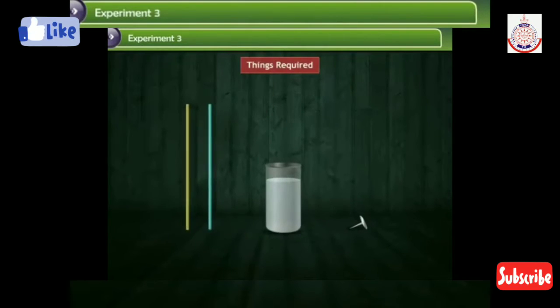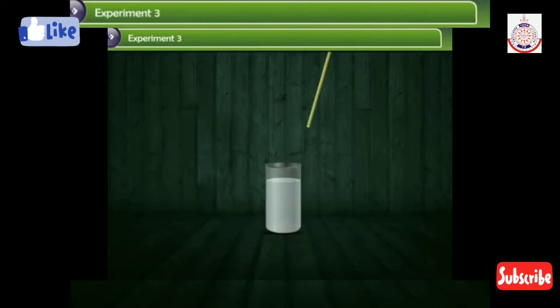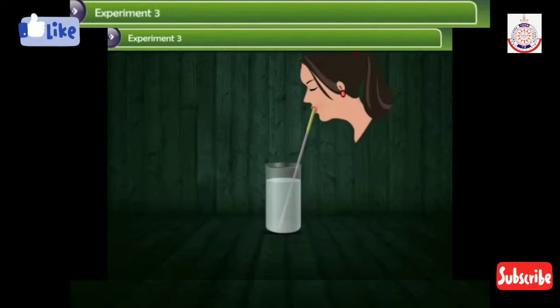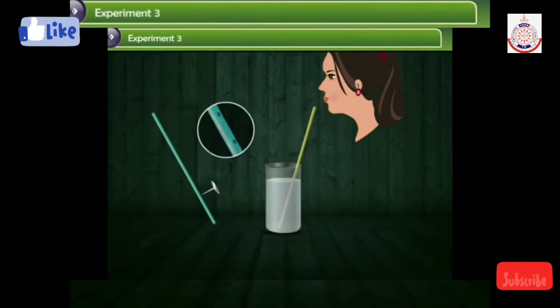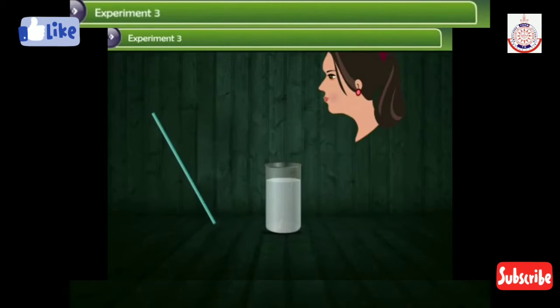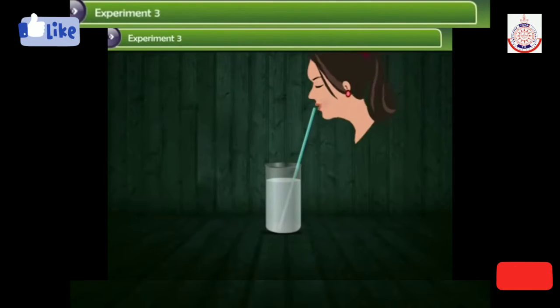For this experiment, you will require 2 different colored straws, a glass of water, and a pin. First, using a yellow straw, drink water from the glass. Next, with the help of a pin, make 1 or 2 holes in the blue straw. Try sipping water from the glass using this straw.